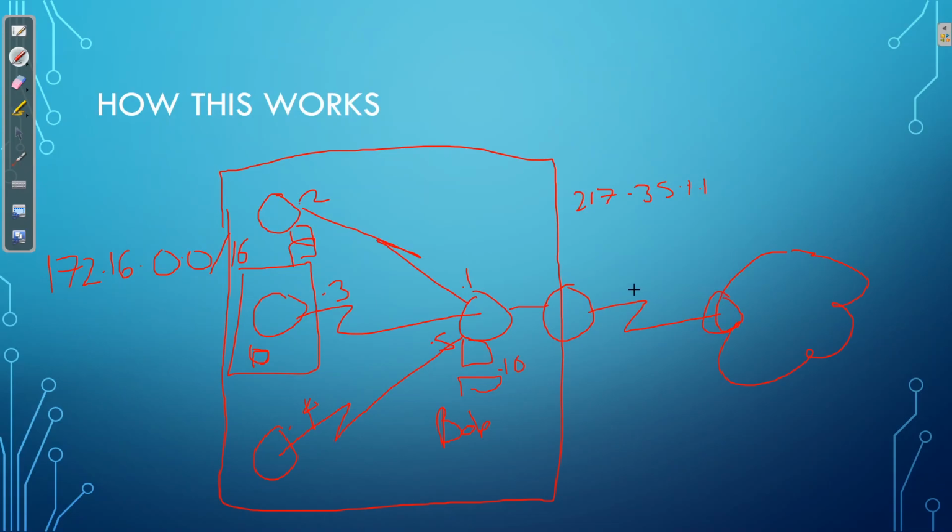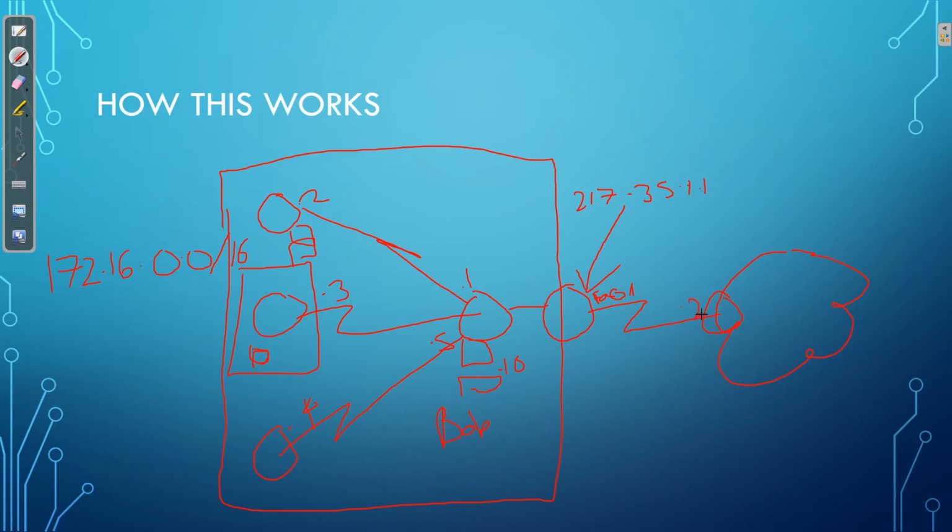That public IP address, so this is my connection to the internet, is going to be assigned to my internet-facing interface on my router. So this is the interface on my router. Imagine it's interface FA 0/1. I assign that public IP address to that interface, and on the other side, my ISP is using 217.35.1.2.